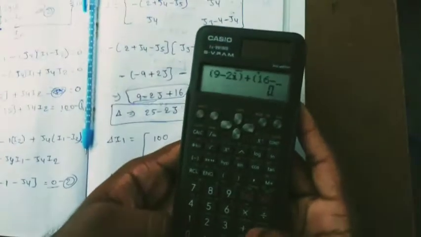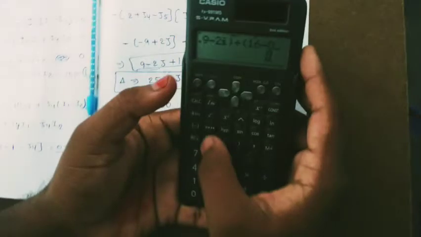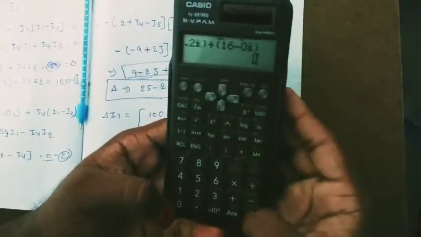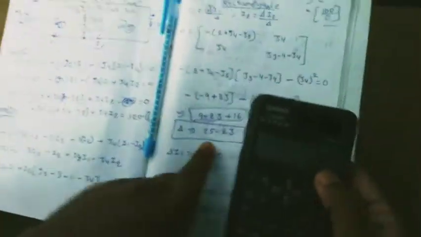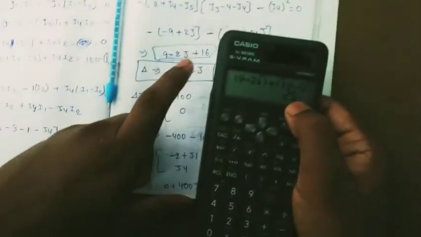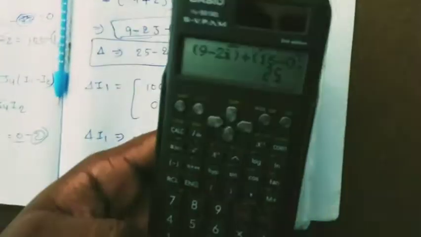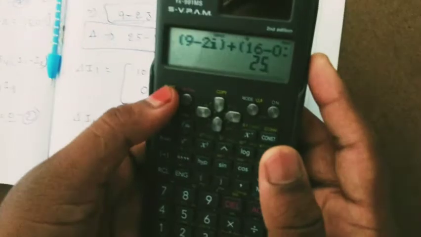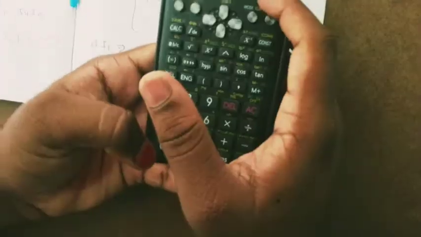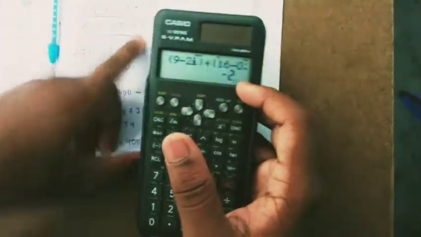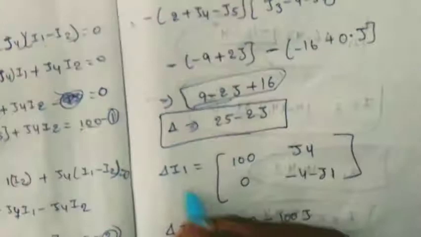16 minus, here is nothing, so we make this point as 0 into shift imaginary term as I. So by simply pressing equal to, we get 25, and if you want to get the imaginary term, simply shift equals to, we get the imaginary term as minus 2j. Okay, I have found that delta value, and for delta I1 it is simple.